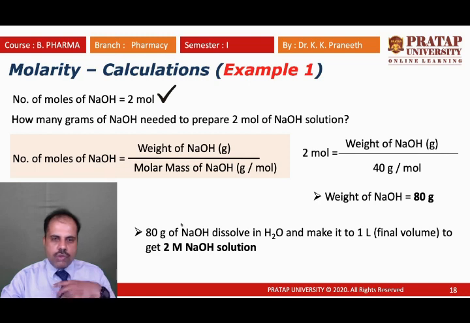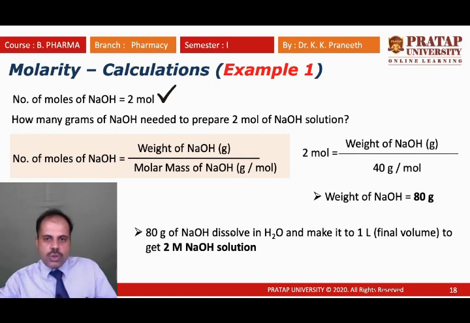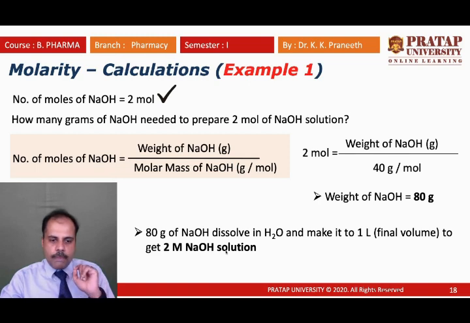So what we found out is that 80 grams of sodium hydroxide is needed to make the 2 molar solution. What you have to do is weigh 80 gram of sodium hydroxide on a balance, then dissolve it in water and make it up to 1 liter, and that will give you a concentration of 2 molar. So now you know how to prepare a solution with a known, determined concentration.